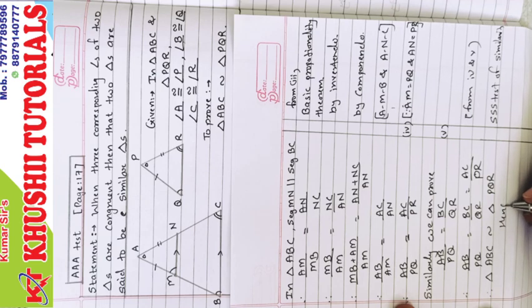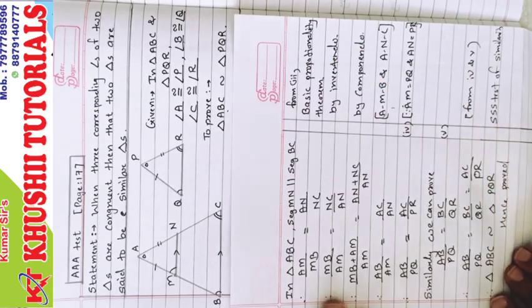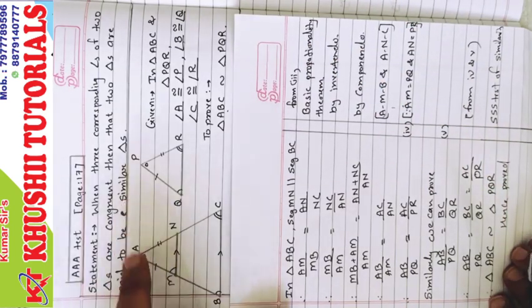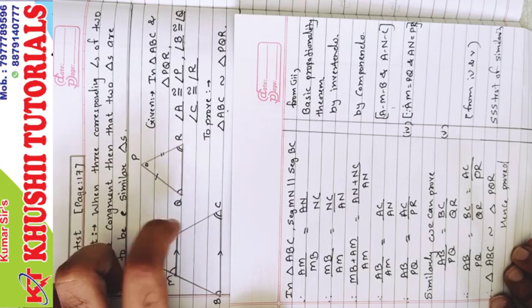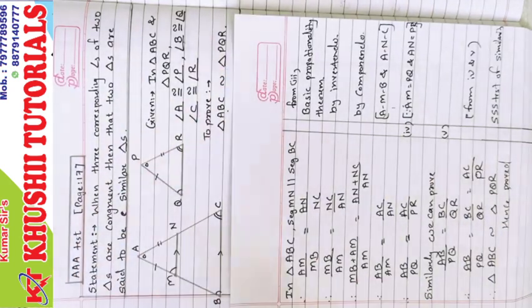Hence, proved what we need to prove. Proved that ABC is similar to PQR. So it means whenever the three corresponding angles of two triangles are congruent, triangles are similar by AAA test of similarity. Hope you understood this theorem.